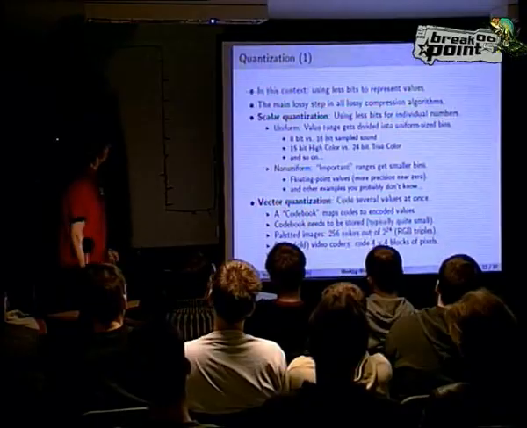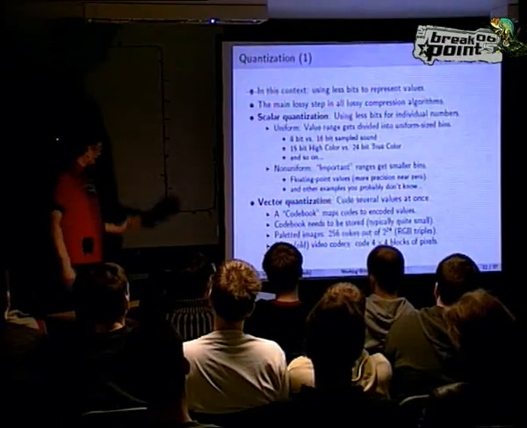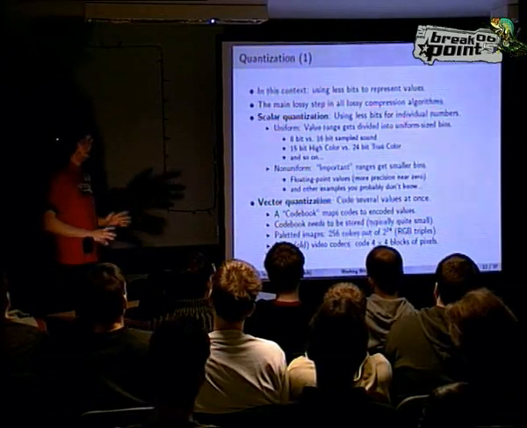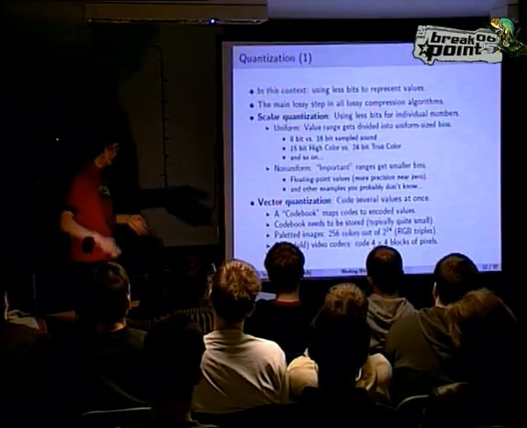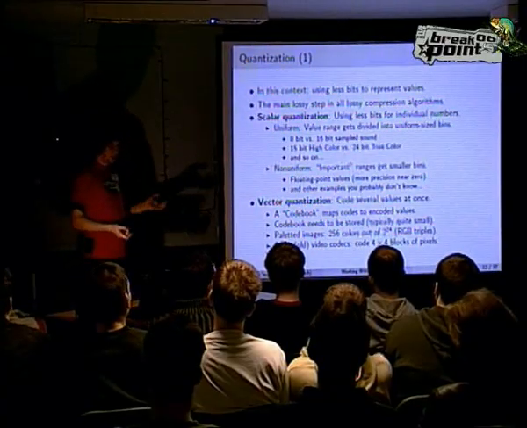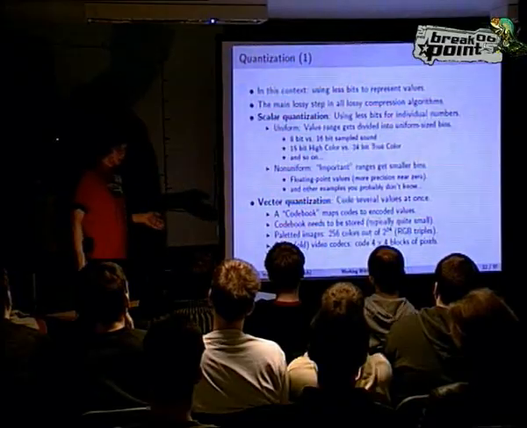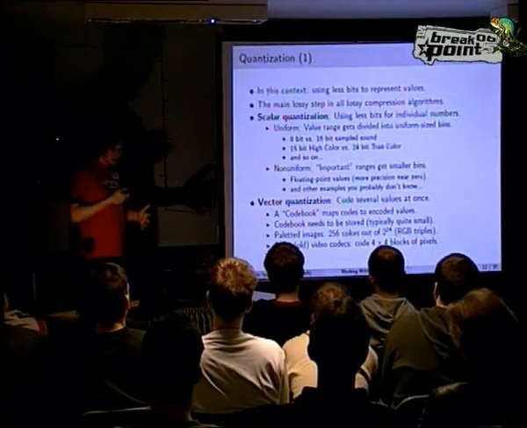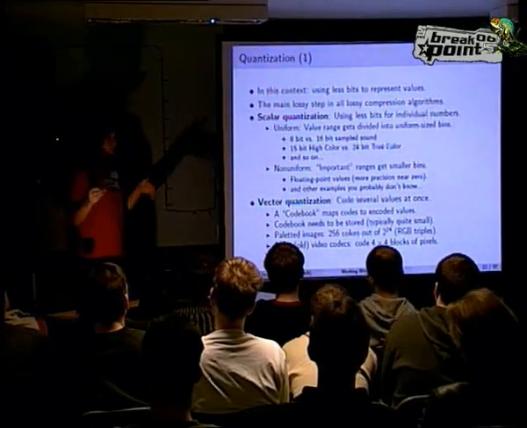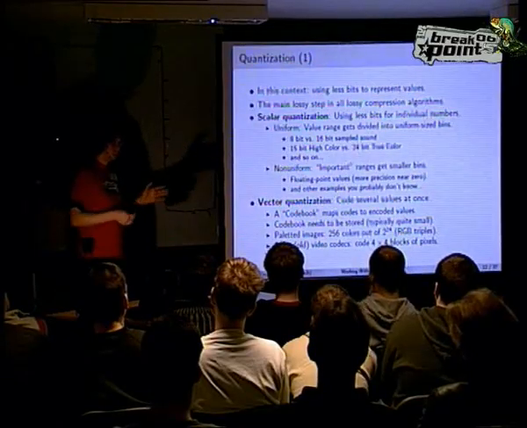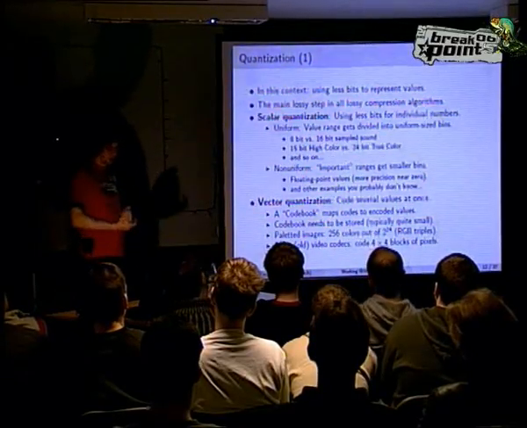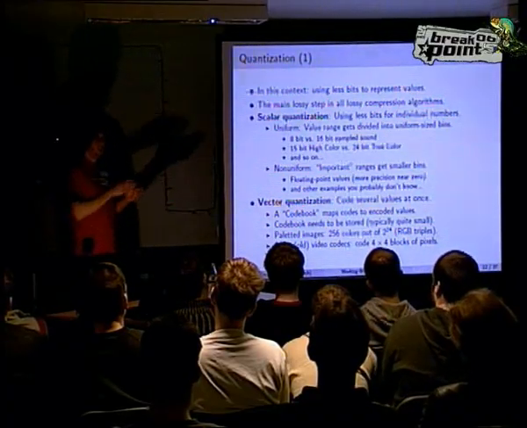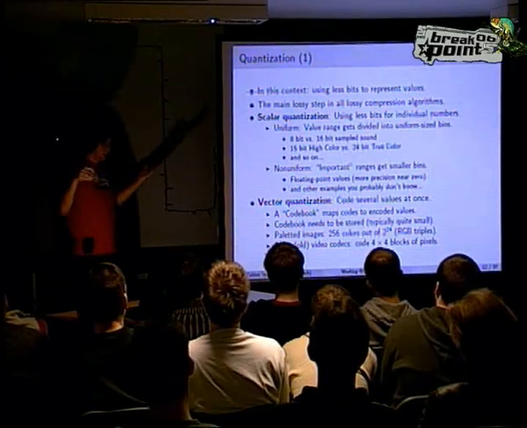So, quantization, which in this context strictly means using fewer bits to represent your values, for example, numbers. It's the main lossy step in all kinds of lossy compression algorithms, say, for example, JPEG again. There are 2 main variants. One is so-called scalar quantization, which is just using fewer bits for each individual number. None of those values are grouped together, or you don't exploit similarity between those values, but you just code each number on its own. There's uniform quantization, which means that the differences between samples are always the same.